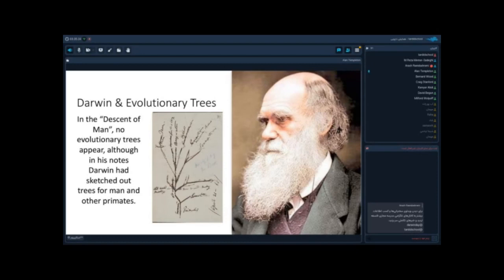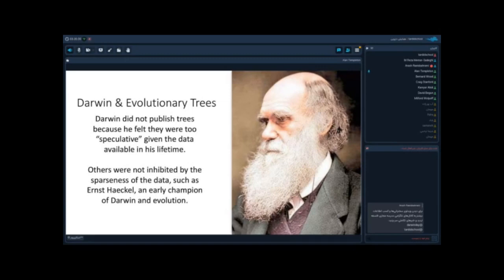And this was also reflected many years later when he wrote his second great evolutionary tome, The Descent of Man. In this, there were no evolutionary trees at all. Although when we look at Darwin's notes, he did sketch out many evolutionary trees, including this one that showed the evolution of humans and other primates. But he refused to put any of these evolutionary trees into his publications because he felt that there wasn't really enough evidence to construct a meaningful tree at his time.